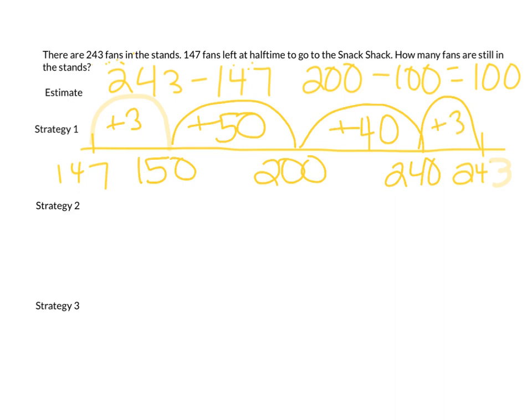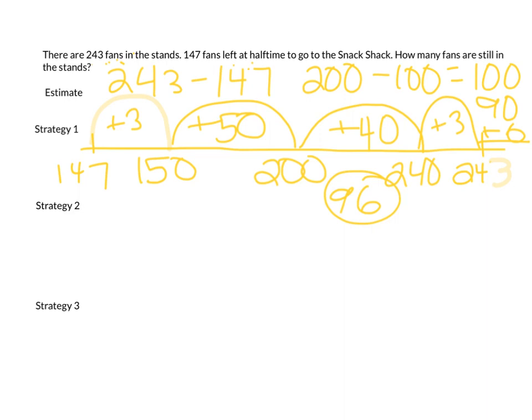So if I have 50 plus 40, because I'm going to combine all the numbers that I added, that would be 90. Plus 3 is 93. My answer should be 96. So 96 fans are still in the stands.